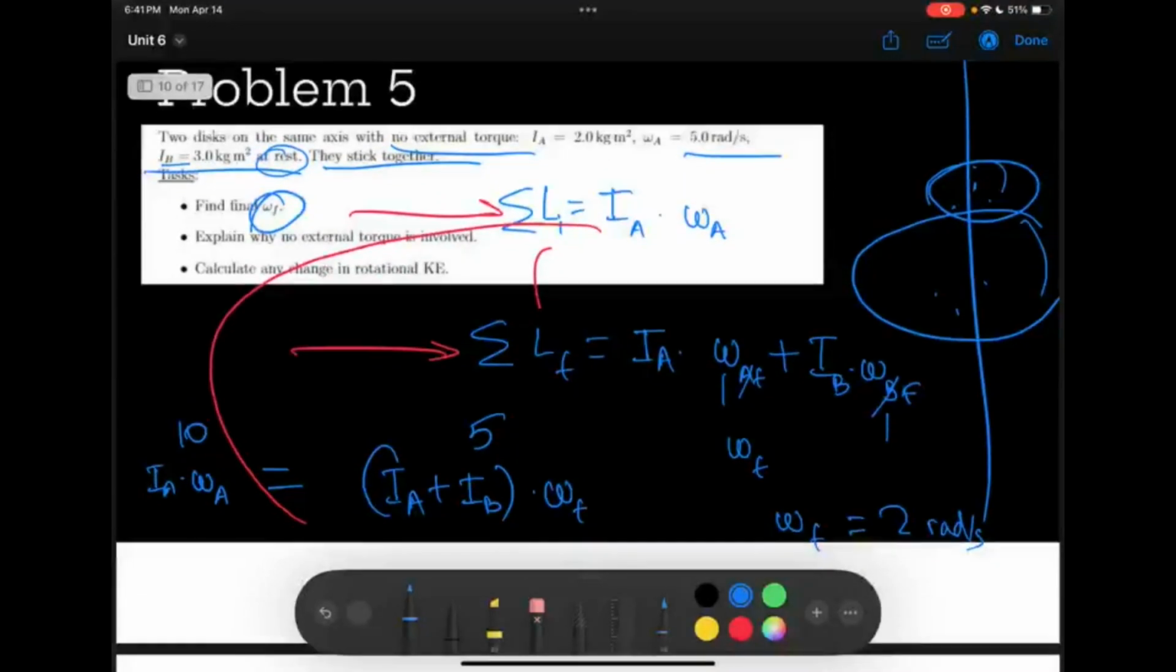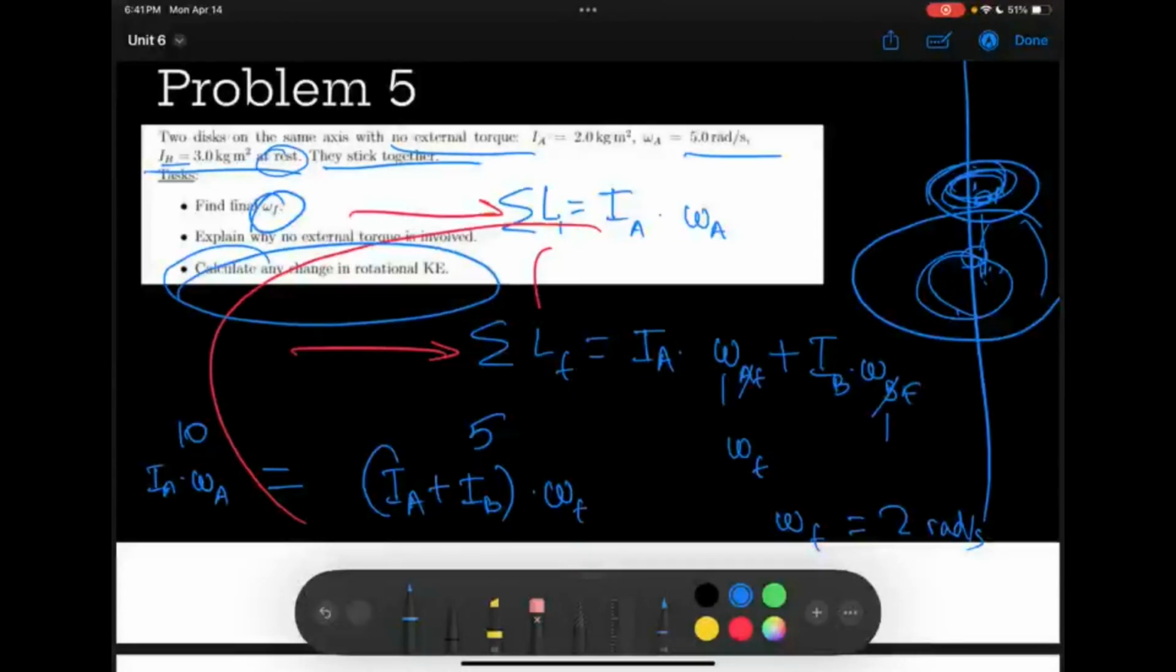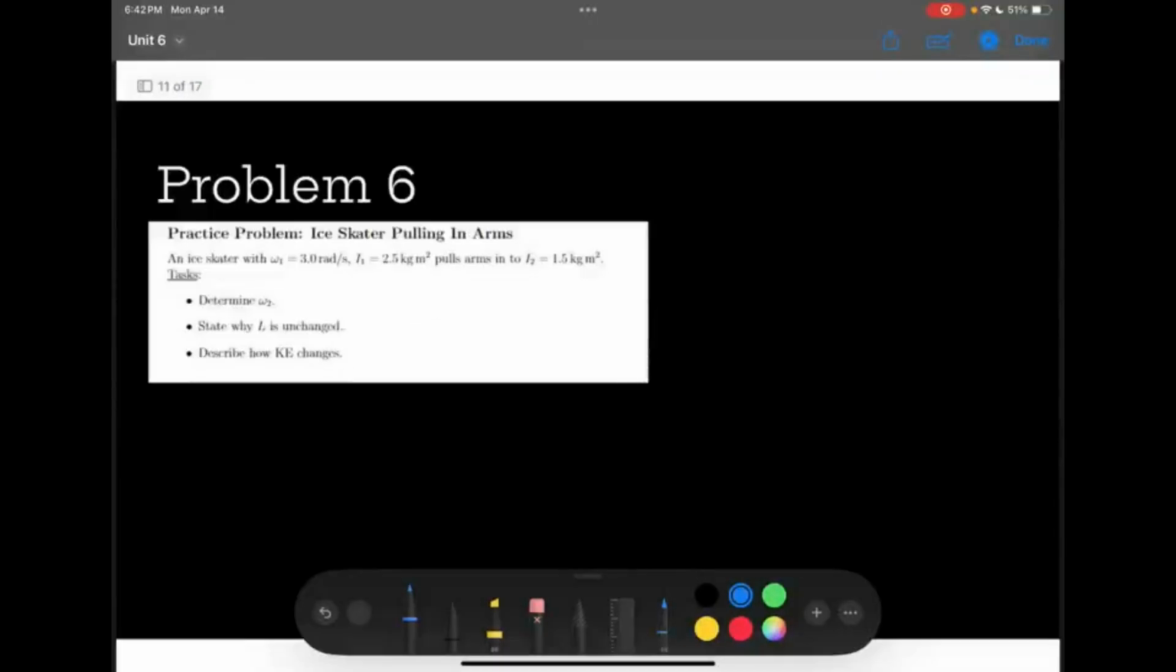So just think about that a little bit more conceptually, right? So we think about just disk A, which is spinning already at 5 radians per second, that gets slowed down, right, but disk B, which is at rest, that gets sped up. So overall, however, the total angular momentum for the entire system of these two disks remains the same throughout. So that's just something to think about. This third part you guys can do independently. You just sum up the rotational kinetic energy for both before and after. You can just use the formula, the 1/2 I omega squared. Okay, so now let's go to problem 6.